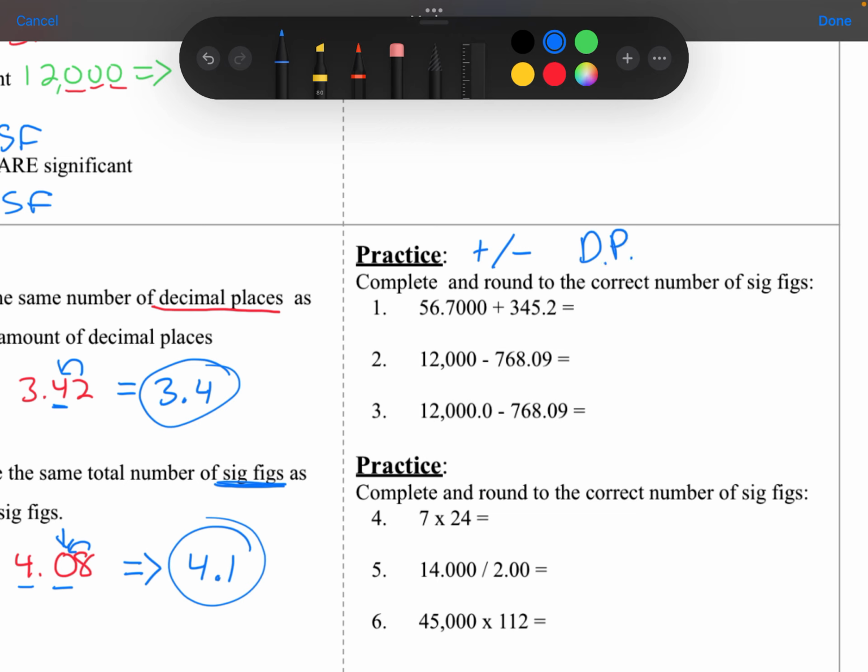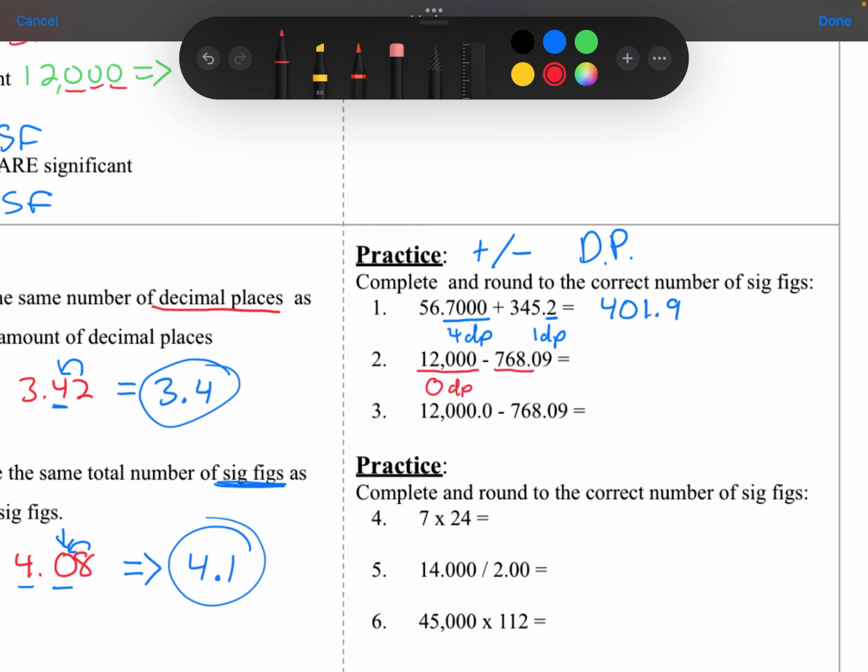If I plug in 56.7000 plus 345.2 in my calculator, I need to round off that answer to the same number of decimal places as the lesser amount. So this one has 4 decimal places, whereas this one only has 1 decimal place. Therefore, my answer should only have 1 decimal place, and I'm going to round that off to 401.9.